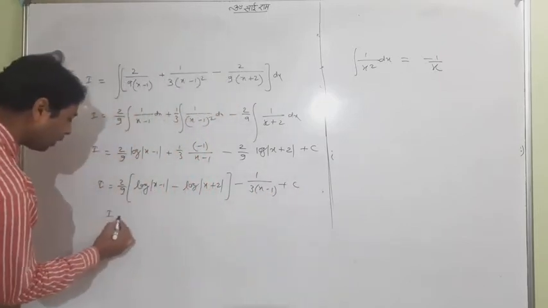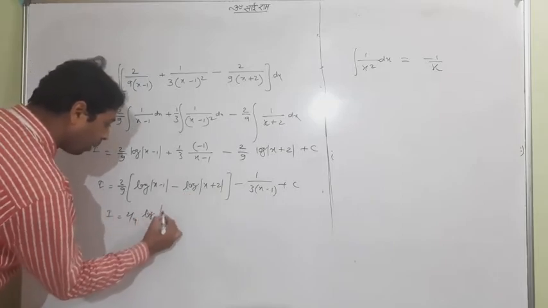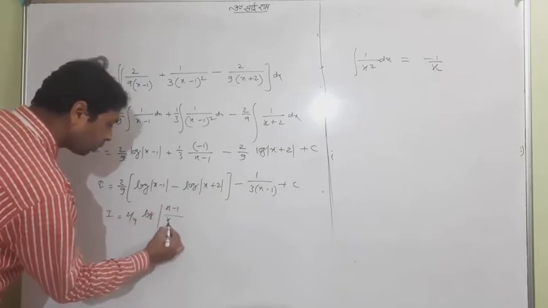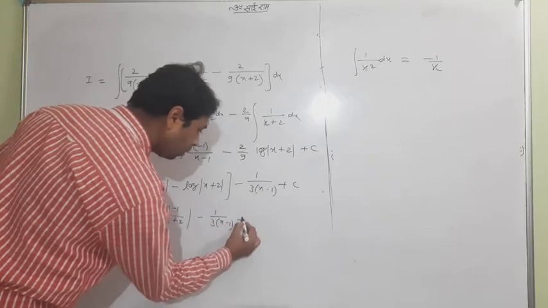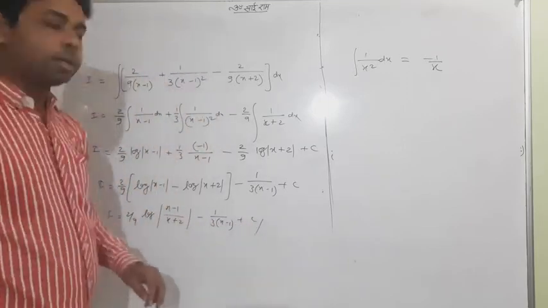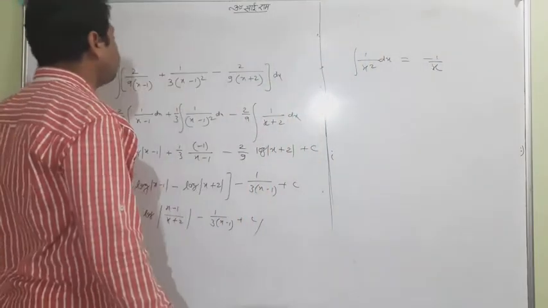And lastly, you can give the answer. Log m minus log n is log of m upon n, and the minus term here is the same. So this is the answer. Hope you have got the method, nothing hard. The partial fraction is very important.